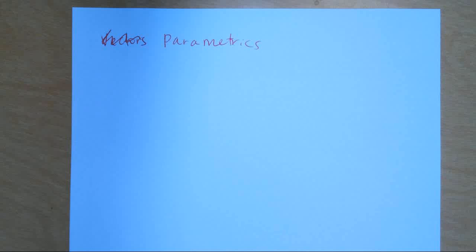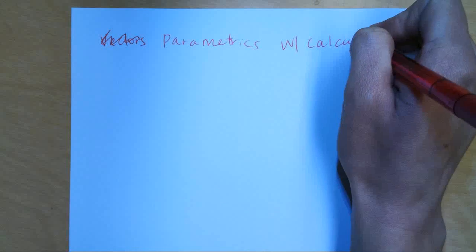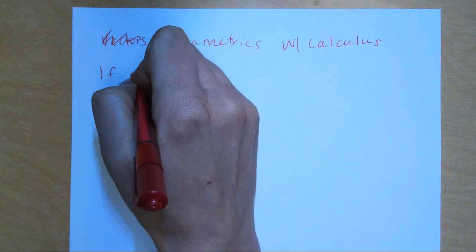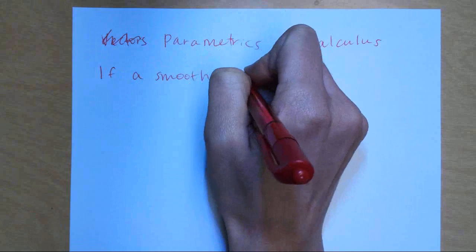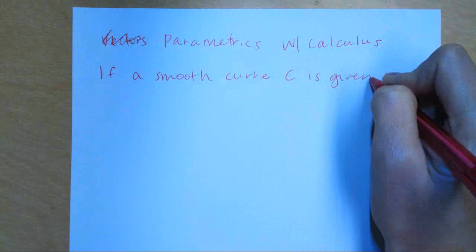Okay, so parametrics we learned yesterday we refreshed our minds on how to graph parametrics and how to eliminate the parameter. Okay, so now we're going to talk about parametrics with calculus. In some ways, doing calculus on parametric equations is actually easier than regular equations. In some ways. So let's talk about the derivative. So if a smooth curve, has to be smooth, why? Yeah, it's not going to have a derivative if it's not smooth.